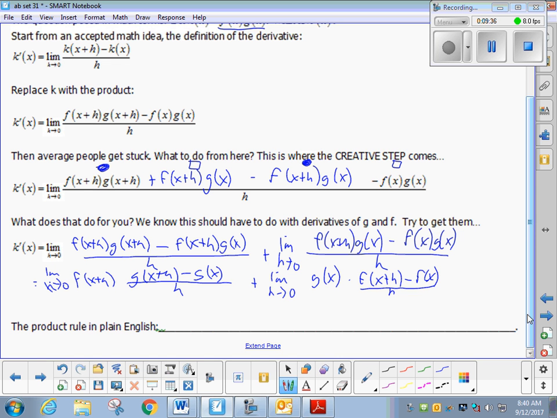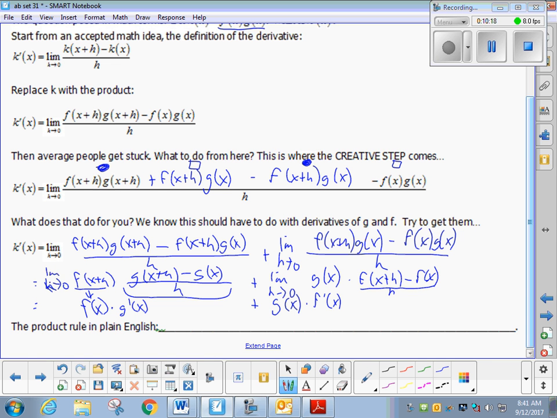Then they had it. They said, oh, boom, discovery. This is h goes to 0. As h goes to 0, what does this approach? f of x, yeah? What is this approach? As h goes to 0, that is the definition of the derivative. That's g prime. First times the derivative of the second plus g of x. As h goes to 0, g of x doesn't do anything. It doesn't have anything to do with h, so it just stays g of x. And then what does this guy do? f prime.